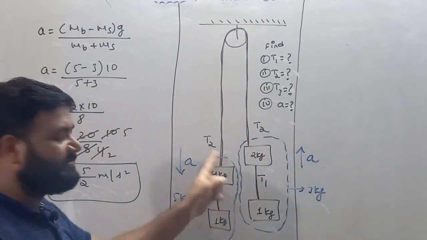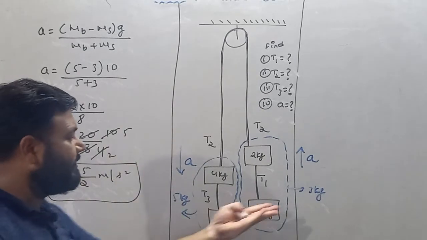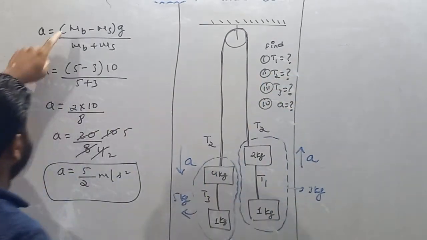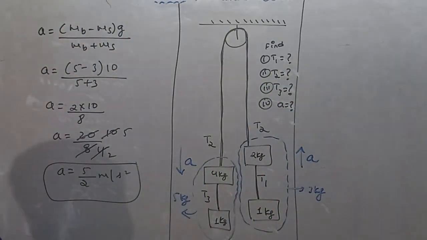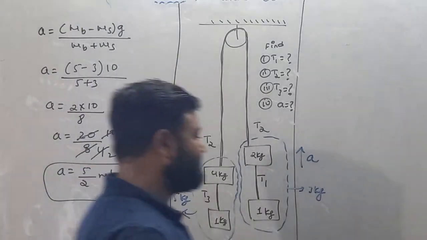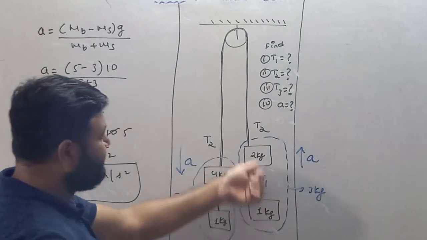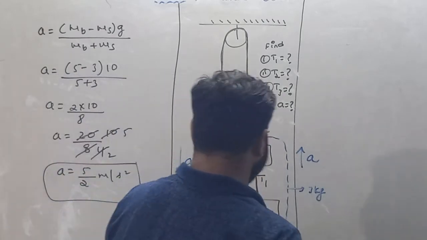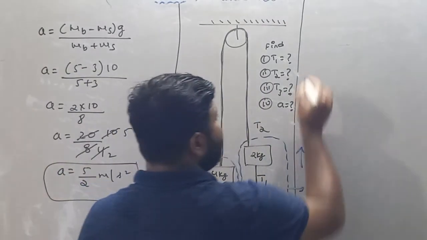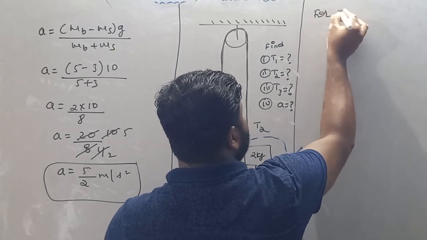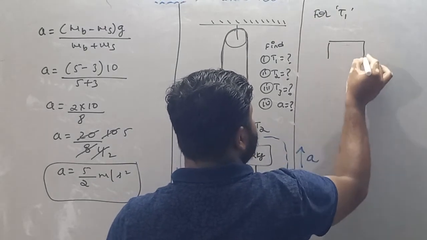So if this mass is greater, then this moves down and this moves up. So acceleration is mass of bigger minus mass of smaller into g upon mass of bigger plus mass of smaller. Now make the FBD for finding the value of T1, T2 and T3. So I am finding the value of T1. For T1 I will make the FBD.